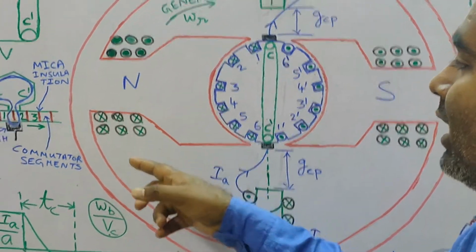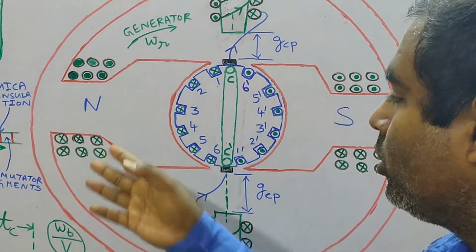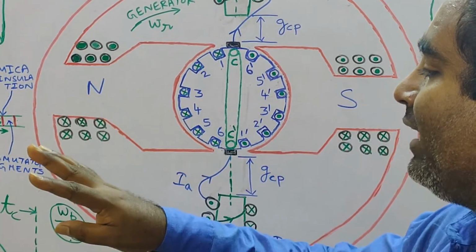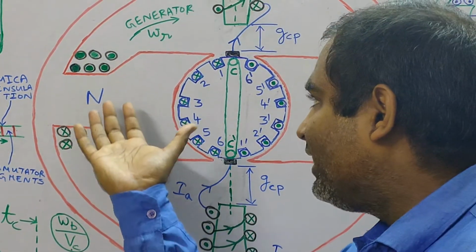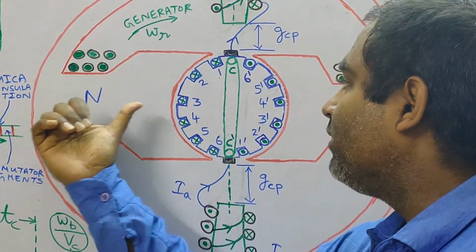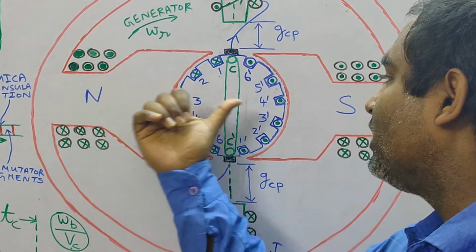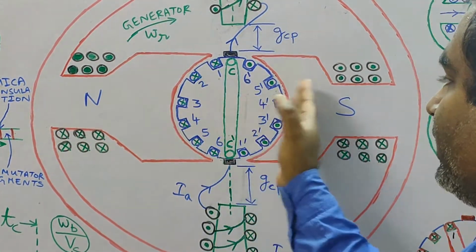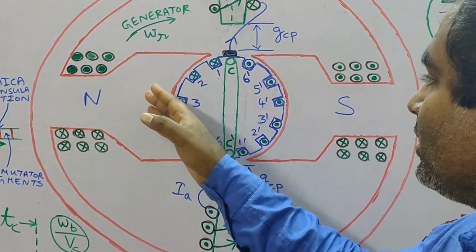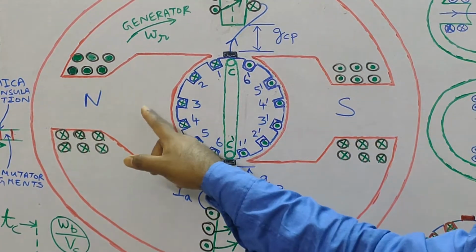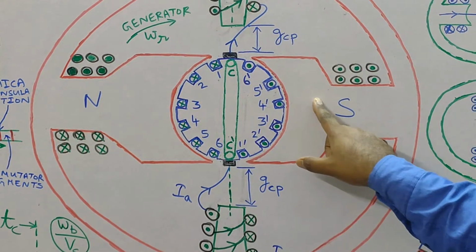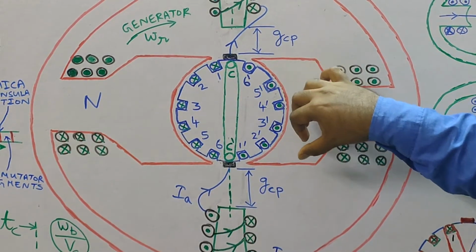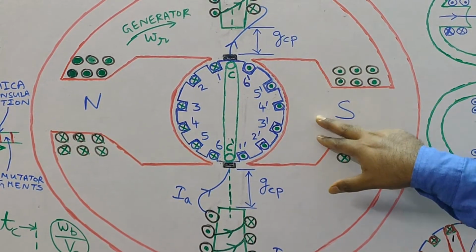Cross means current is entering the board. So the four fingers of my right hand will enter inside the board and come out from this side. The thumb gives you the direction of the magnetic lines of flux. From this pole face the magnetic lines of flux are leaving, so this is the north pole, and on this pole face the magnetic lines of flux are entering, so this will be our south pole.